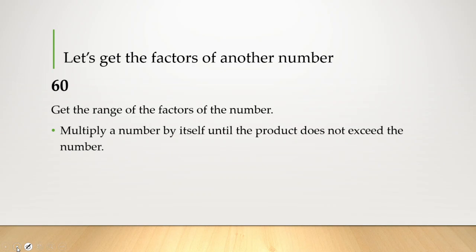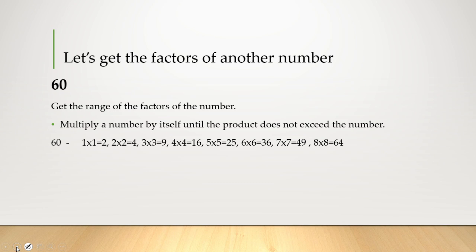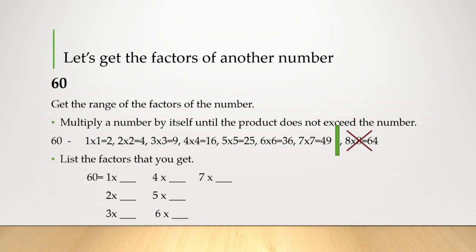Okay? Let's have another one. 60. So, ano yung multiply natin? 1 times 1, 2 times 2, 3 times 3, hanggang umabot tayo ng 8 times 8. Kasama ba ang 8 times 8? Hindi, kasi lampas na siya ng 64. Okay? Lampas na siya ng 60. Sorry. Lampas na siya ng 60, so hanggang 7 times 7 lang po tayo. Okay? So, hindi siya kasali. So, list the factors, 1, 2, 3, 4, 5, 6, hanggang 7 lang.